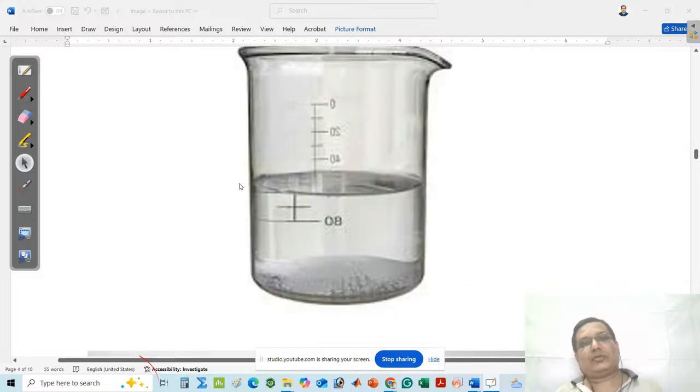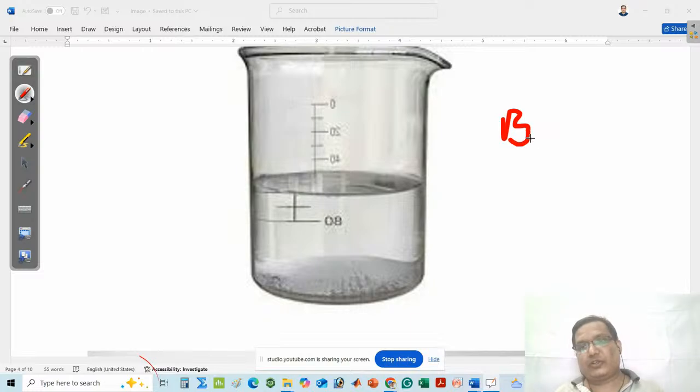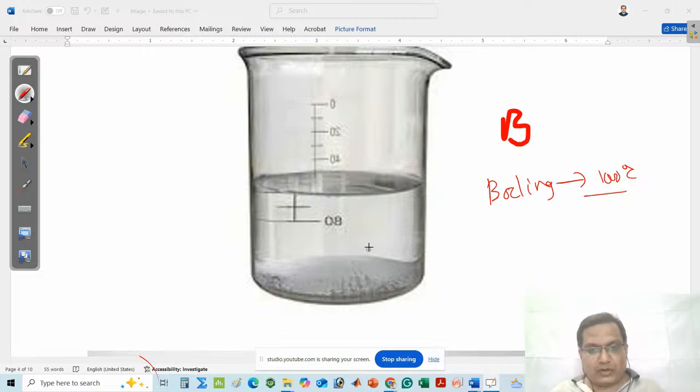Suppose I want to talk about the boiling point. Boiling point of water is how much? Boiling point of water is 100 degree centigrade. Suppose I want to give heat to this water. After attaining 100 degree, the water will start to boil. That means the boiling point of water is here, we can say 100 degree centigrade.